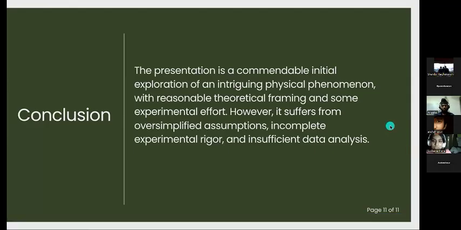Concluding, the presentation is a commendable initial exploration of an intriguing physical phenomena with reasonable theoretical framing and some experimental effort. However, it suffers from oversimplified assumptions, incomplete experimental rigor, and insufficient data analysis. Thank you.